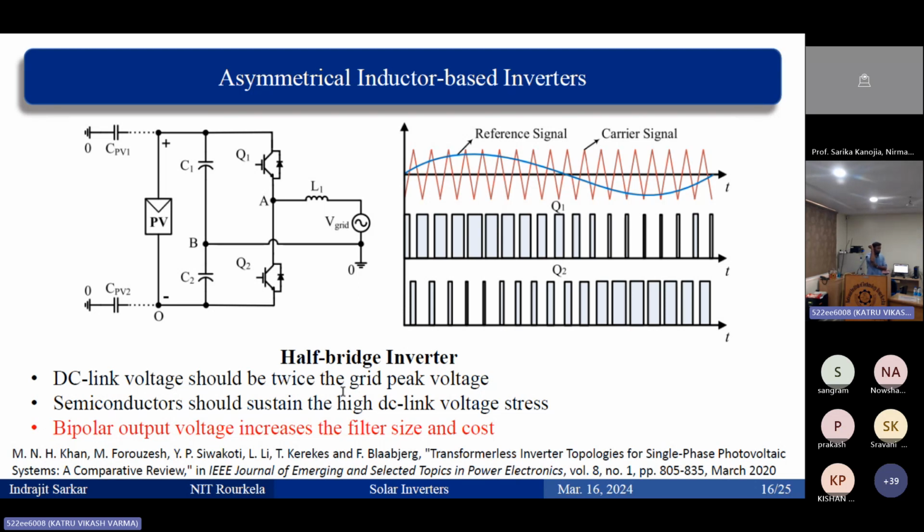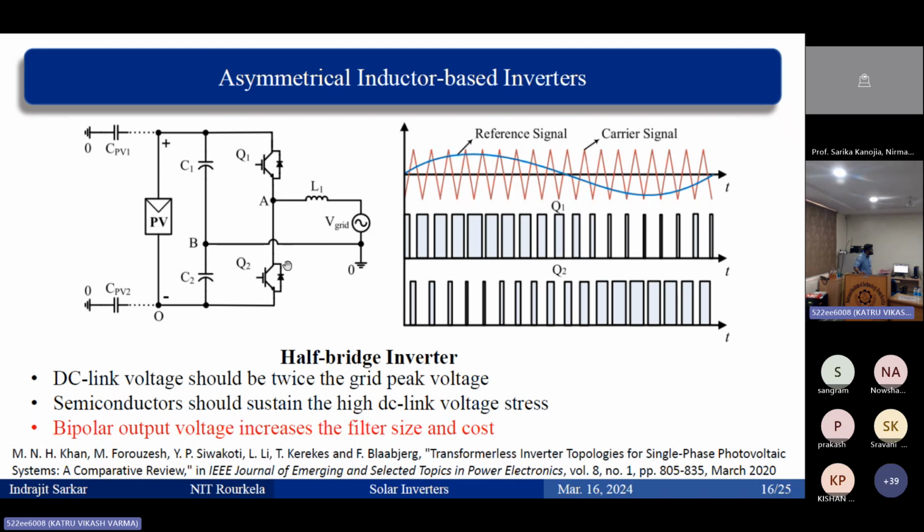No problem, DC link voltage can be twice. But the problem is the switches, you are getting voltage of 50 volt, but you have to use switches of 100 volt, right? So price of the switches will be more. Semiconductor, that is what I was talking about. So bipolar output voltage stress increases on filter and cost. So definitely you are using bipolar, it's a half bridge, fine. So these are the issues.